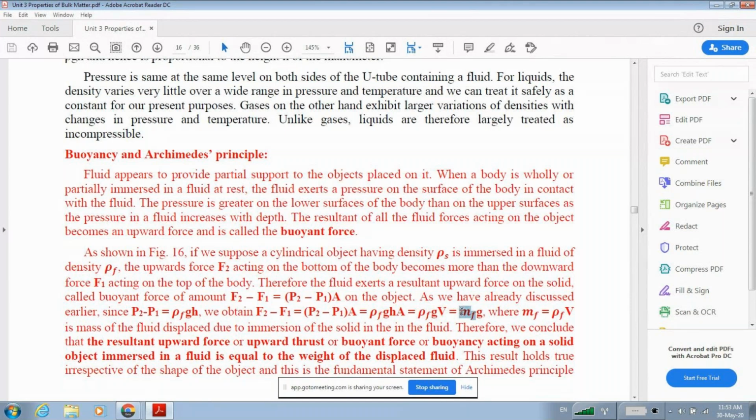And here we have G, acceleration due to gravity. So here mf into G will give you the weight of the fluid displaced. Weight of the fluid displaced. Is it clear?